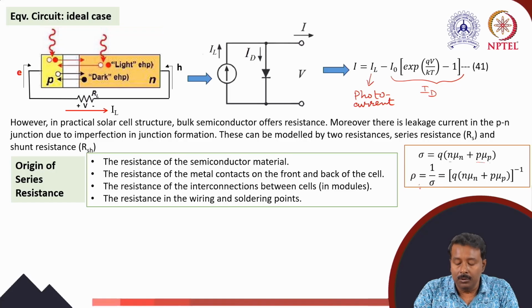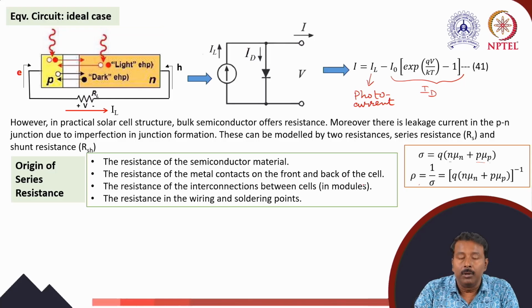Also, there is some resistance offered by metal and semiconductor contacts. We discussed metal-semiconductor contacts. They may be ohmic junctions, or there may be Schottky junctions. However, a resistance is offered in the metal-semiconductor junction, and that resistance also needs to be included for accurate modeling.